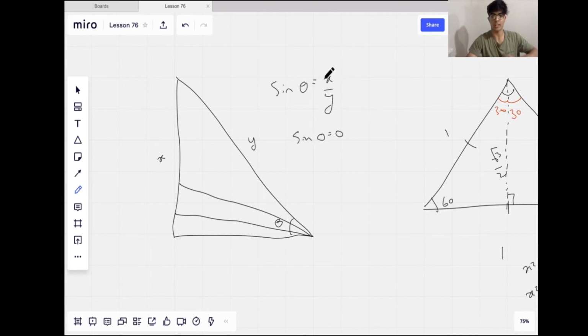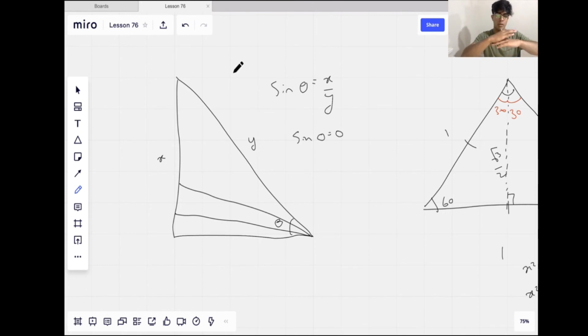If you just take a second to imagine that sine 0 is, if you take this line and keep making it smaller, smaller, smaller, and then at 0, it's just going back on itself, right? So x will at that point be equal to 0, and 0 divided by whatever is going to be 0. So sine of 0 is 0.